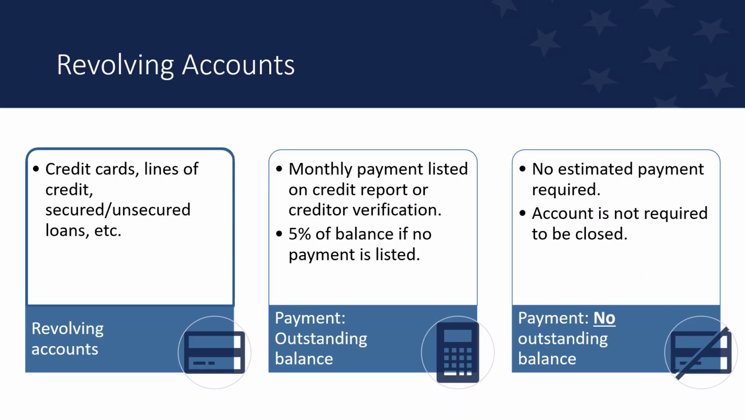For revolving accounts such as credit cards, lines of credit, and secured and unsecured loans, lenders must include the minimum monthly payment documented on the credit report or other creditor verification in the total debts. If the credit report shows an outstanding balance, but no minimum monthly payment, the payment must be calculated as 5% of the balance reported on the credit report. The lender may obtain a current account statement or creditor verification to document the actual monthly payment and include that amount in the monthly debts. Revolving accounts with no outstanding balance on the credit report do not require an estimated payment to be included in the debt ratio. Revolving accounts with no outstanding balance are not required to be closed.